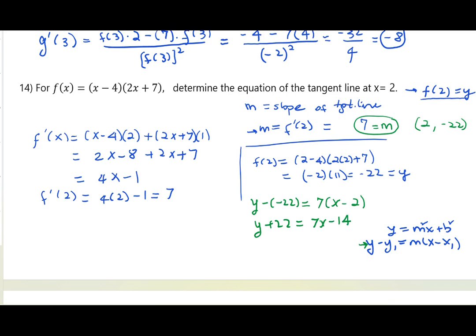And in the last step, let's subtract 22 from both sides. So y equals 7x minus 14 minus 22. And here we get y equals 7x minus 36.